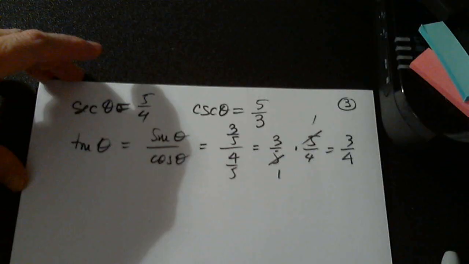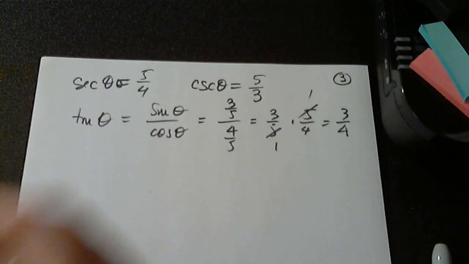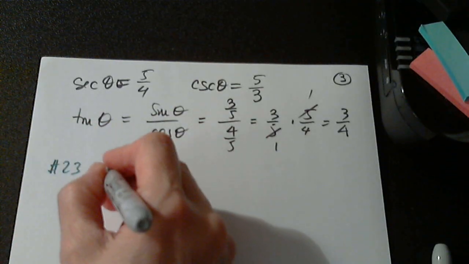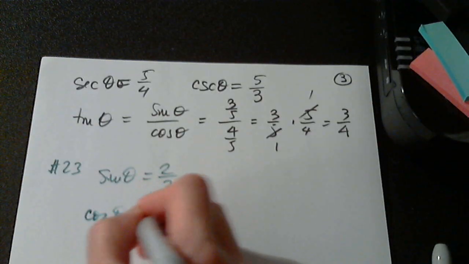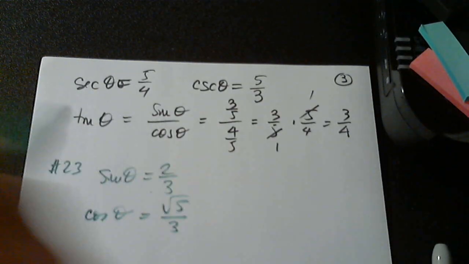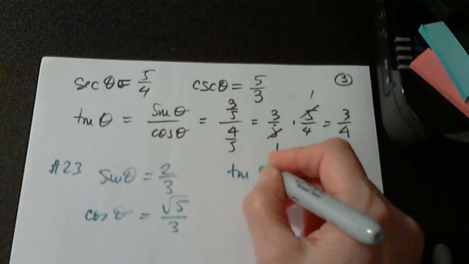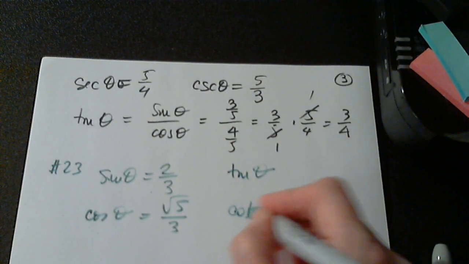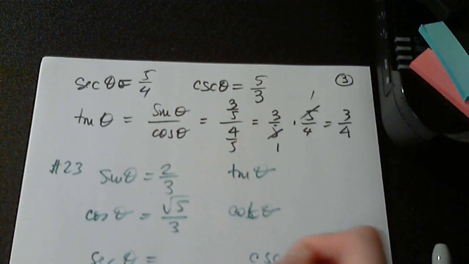Please choose or I will. One, two, three. Okay, I will choose 23. So we have sine theta equals 2/3. Cosine theta equals the square root of 5 over 3. So they're giving us sine and cosine. This cannot be difficult because I know how to find tangent, cotangent, secant, and cosecant.